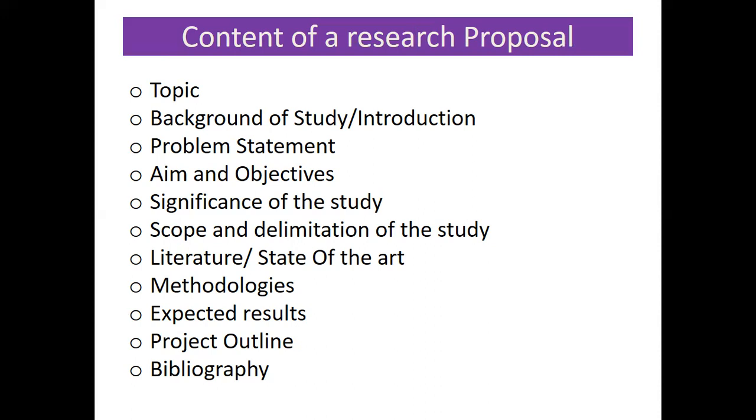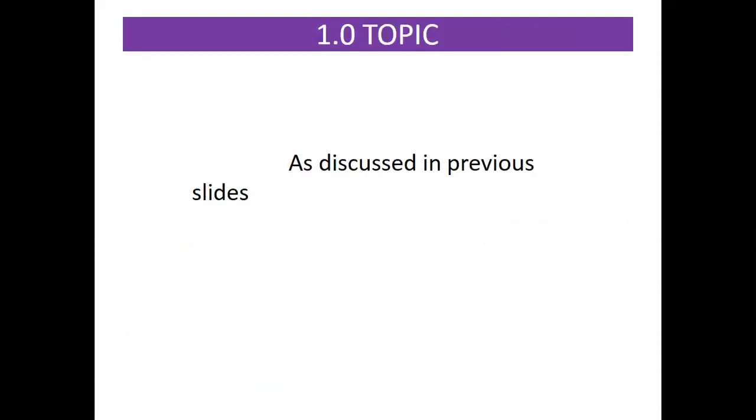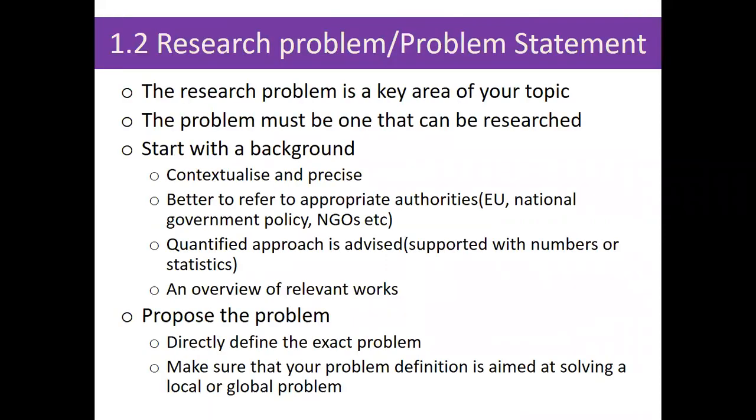You need to know that you need to have some literature review or state of the art, and then your methodology, how you're going to arrive at where you're going to, expected results, and then project outline. You need to outline that, and then your bibliography or the reference list or list of references. So the topic is just as we have discussed extensively.